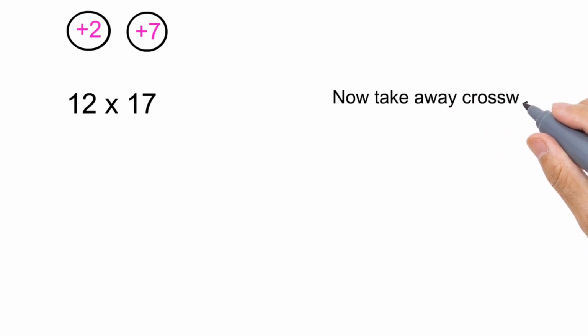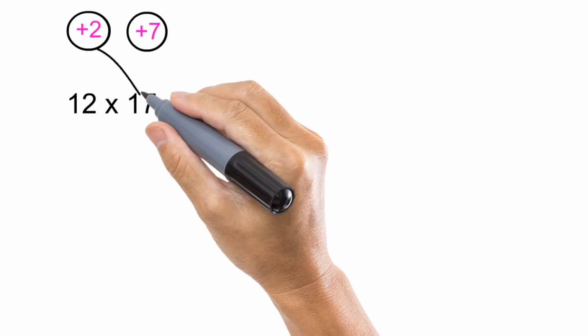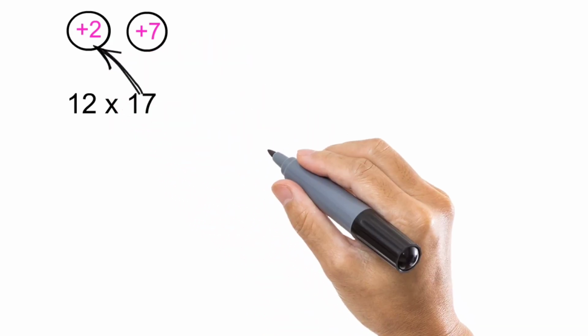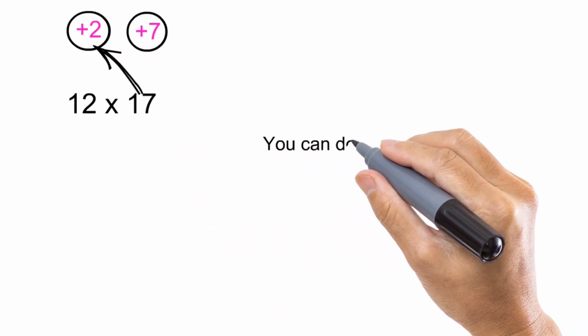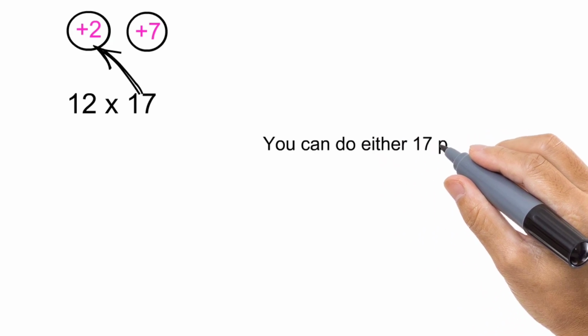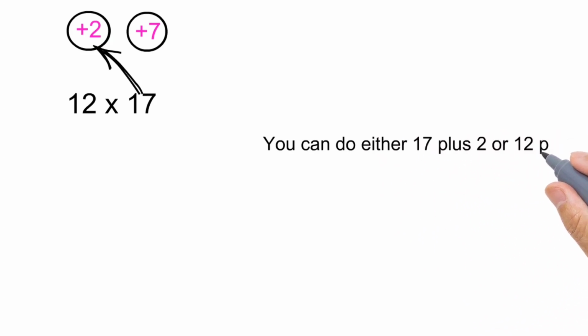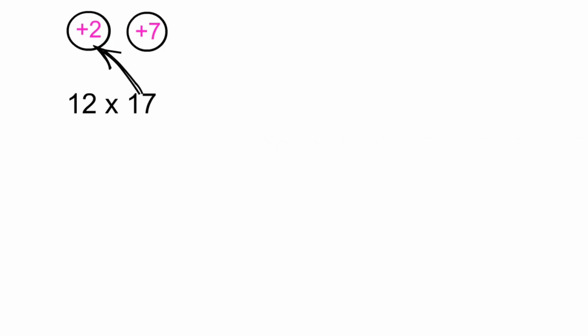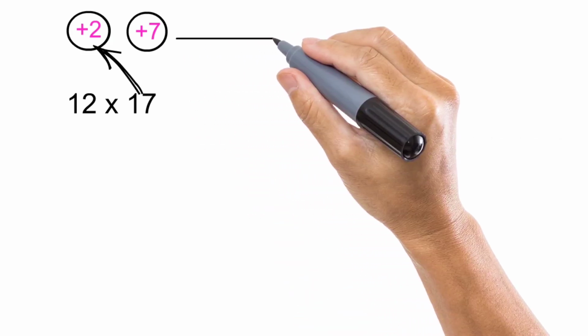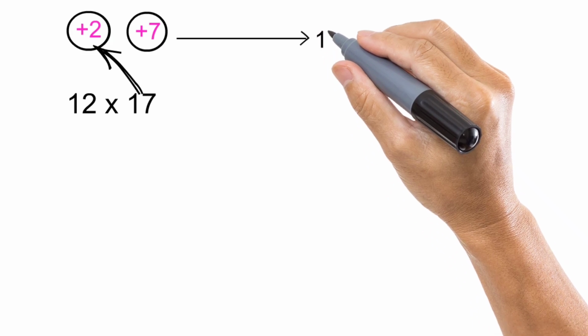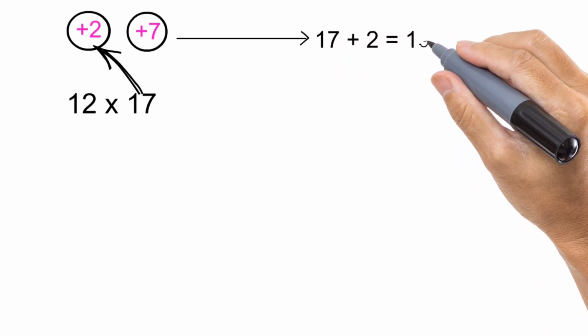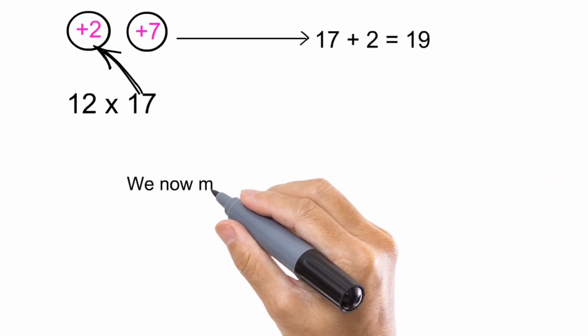Now, add crossways. 17 plus 2 or 12 plus 7, which gives us 19. You can do either 17 plus 2 or 12 plus 7, both give the same answer. So, 17 plus 2 will give us 19. We have to write it down like this.